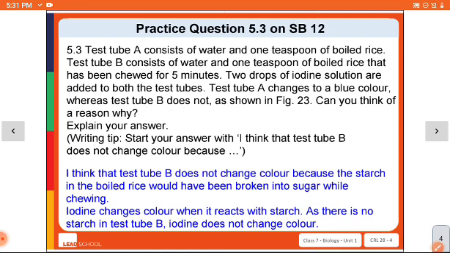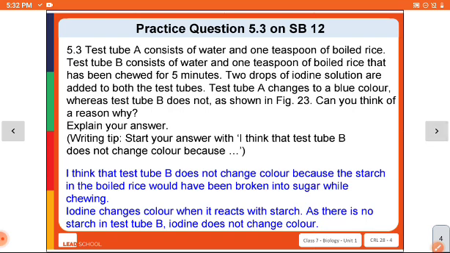Test tube A changed to a blue color, whereas test tube B does not. So what happened, and what is the reason test tube B does not change color, and why does test tube A change color?